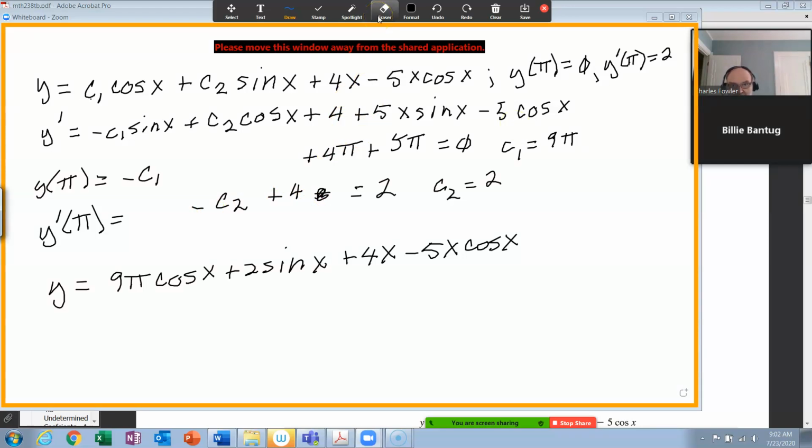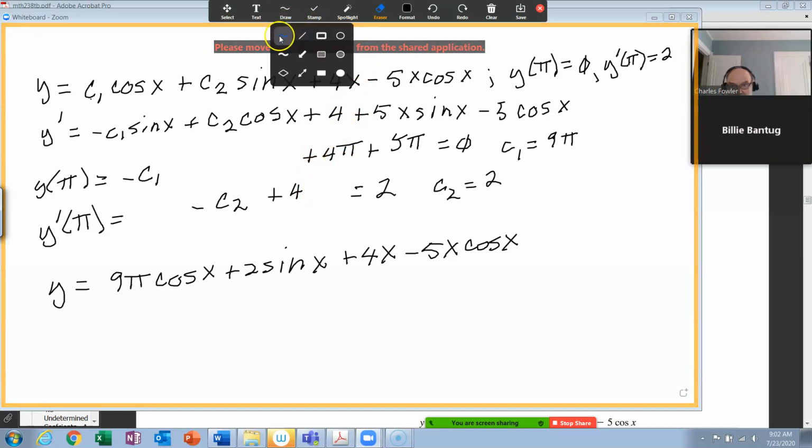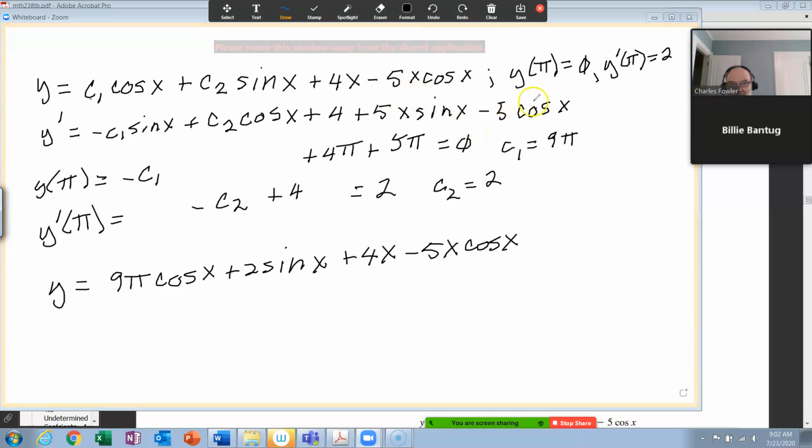I'm going to have to use there. Okay. Glad I left a little room there anyway. I forgot this term here. Okay, minus 5 times cosine of pi. Cosine of pi is minus 1, so that's going to be a plus 5.